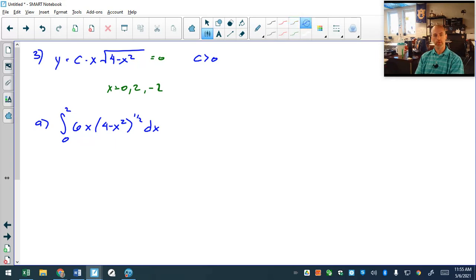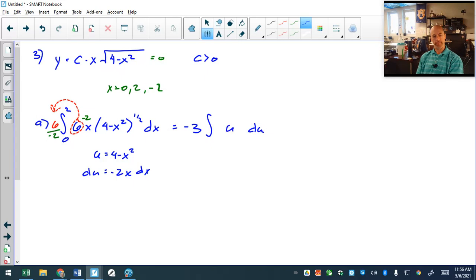We will let u equal 4 minus x squared. du is negative 2x dx. I'm going to grab this 6 out of the way, put it in front. Then I need to create my du, so I'm going to put a negative 2 in here and divide by negative 2 out here. When you substitute this, you'll end up with negative 3 on the outside. Negative 2x dx is my du. Stuff to the 1/2 becomes u to the 1/2.